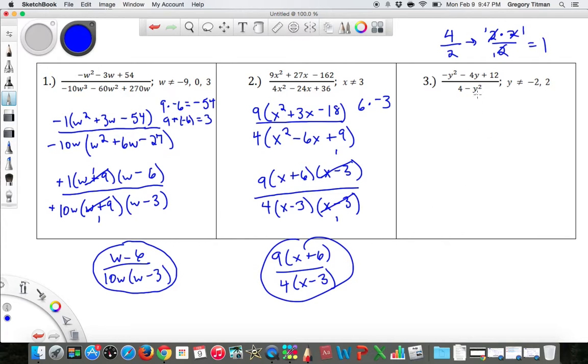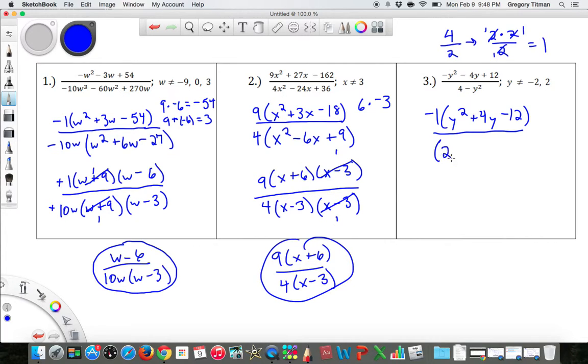All right, our last problem here. Again, I want to have a positive first term, so I'm going to factor out a -1 right off the bat. If I factor out a -1, I'm left with y squared plus 4y minus 12 over. Now, if we look at this denominator, this is actually a difference of squares. So 4 is a perfect square, y squared is a perfect square. So I'm just going to factor right away.